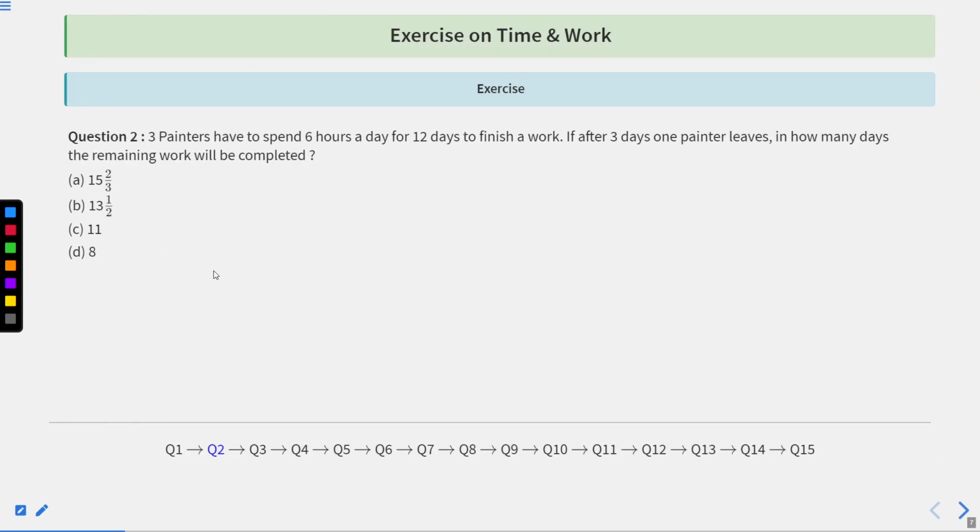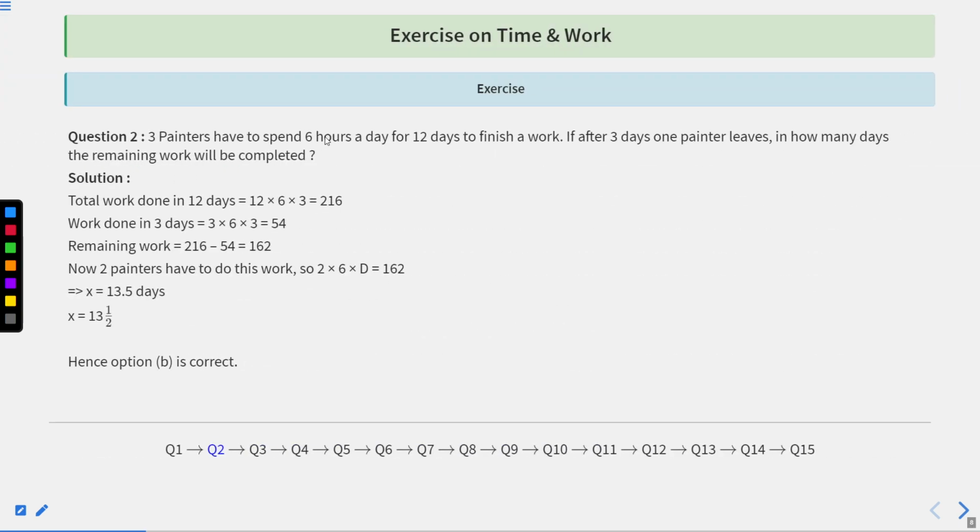Question number 2. 3 painters have to spend 6 hours a day for 12 days to finish a work. If after 3 days one painter leaves, in how many days will the remaining work be completed? So in this question it says we have 3 painters and they spend 6 hours every day for the next 12 days to finish a task. And after 3 days, one of them left. Now we are left with only 2 painters. So in how many days will the remaining work be completed?